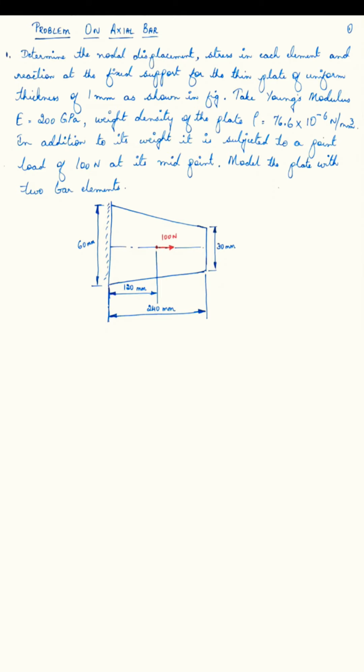In the problem, we can see that the cross-sectional area is tapering, with the maximum width on the left side, which is the fixed end, being 60 mm, and the minimum width of the tapered bar being 30 mm on the right side. The 100 Newton force is acting exactly at the midpoint. So the total length of the tapered bar is 240 mm, and at 120 mm from the fixed end, a force of 100 Newton is acting on the axial line.